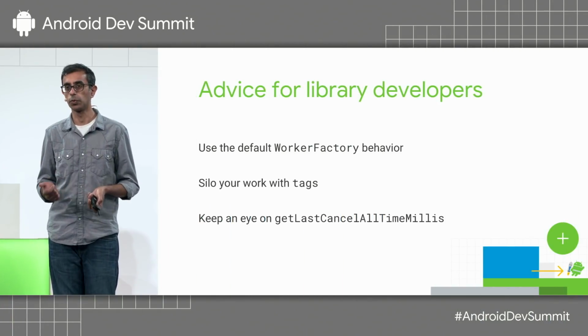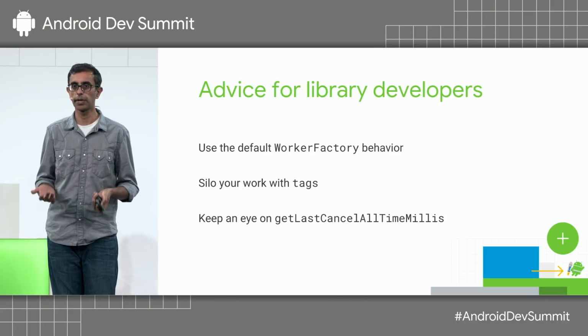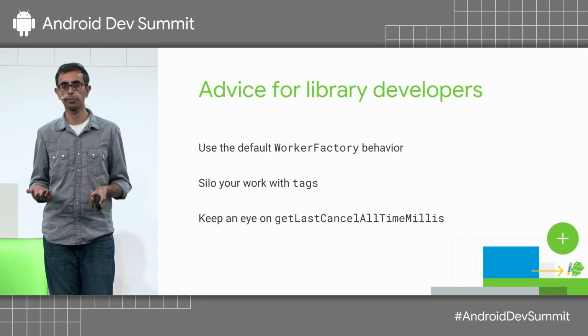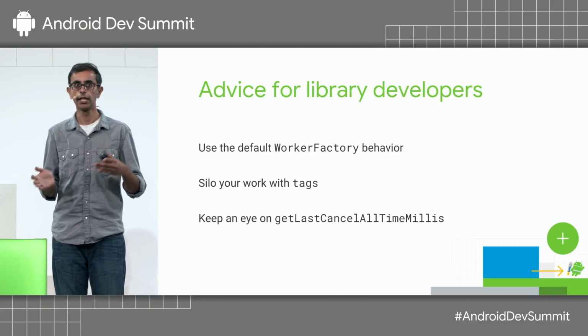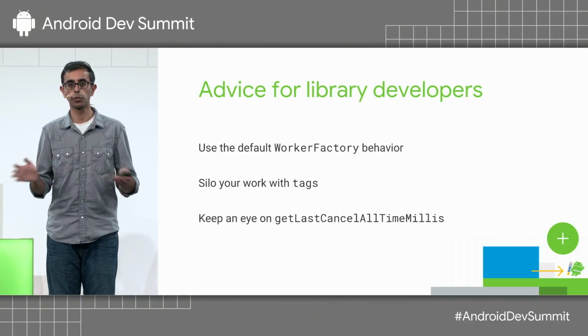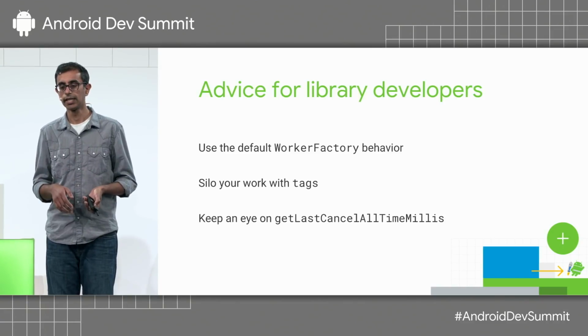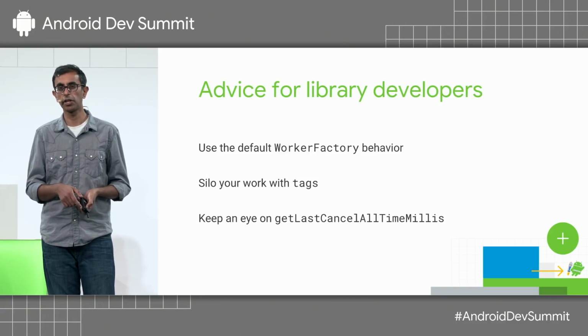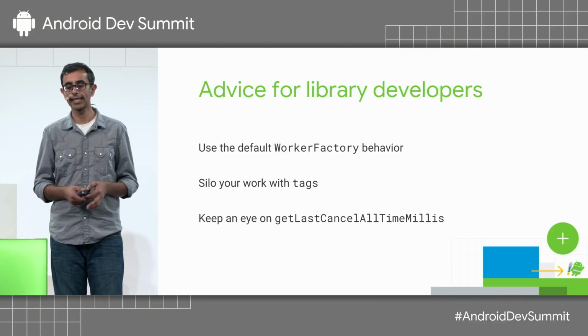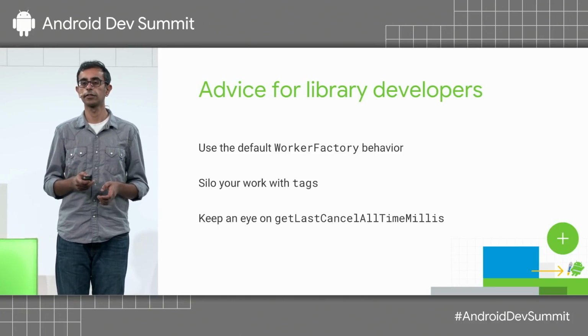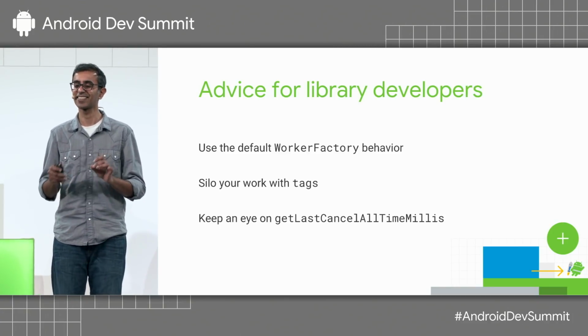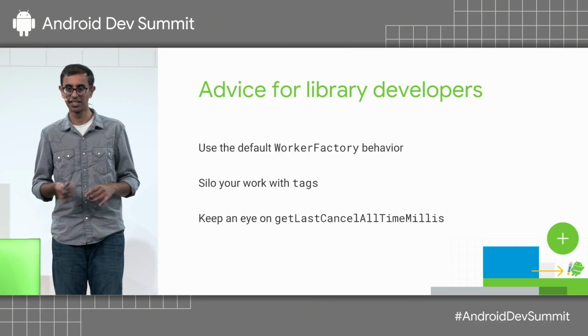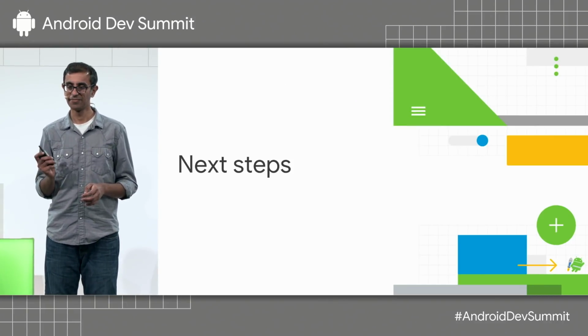Finally, we do provide the ability for apps to wipe away all work. And this is generally for privacy reasons. This is not something we expect to be called, but it's for that sort of critical use case where you have to wipe user data for some reason. So as a library developer, how do you find out if your work's been wiped or gone from under you? You should look at getLastCancelAllTimeMillis. It's a very confusing name.